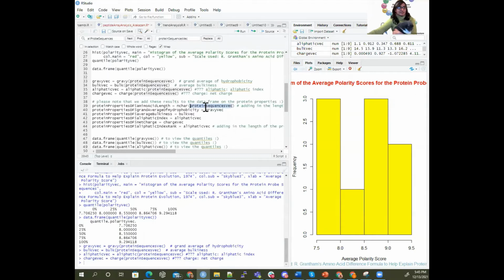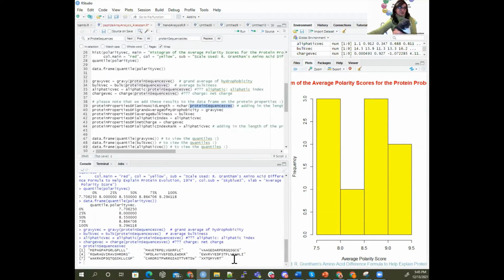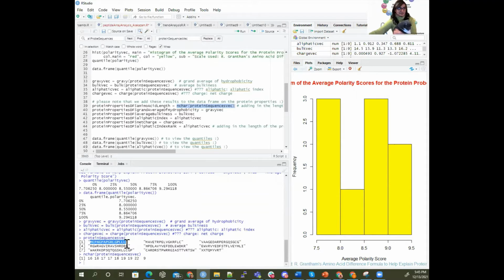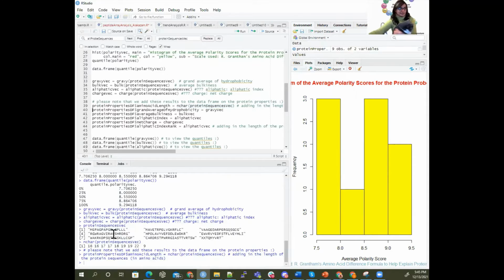One of the things is that for my protein sequences vector, I also want to capture the number of amino acids in them. So nchar allows me to calculate the number of amino acids. This is 16 long. This is 17. So basically, I'm just going to add this here. We have this data frame from before, and I want to add in this amino acid length column, which should just be the number of characters in each of these in the vector.